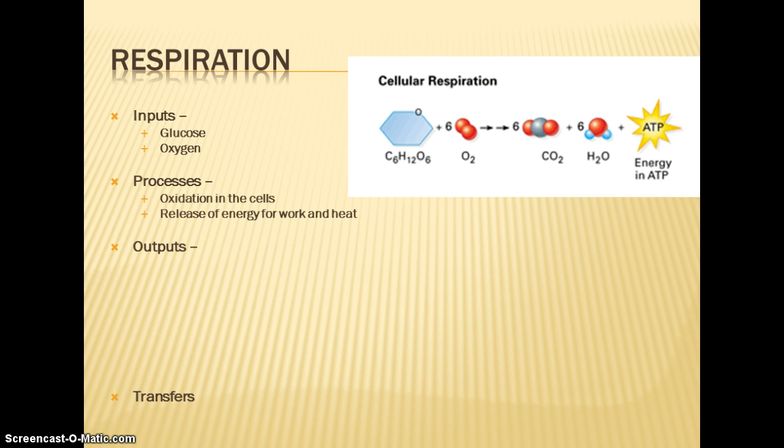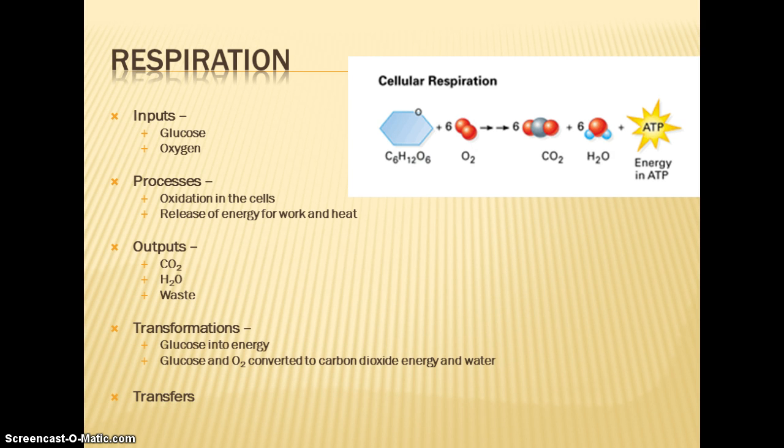And what happens, you get oxidation in the cells, and that releases the energy that's stored in the glucose for work and for heat. So then the outputs are carbon dioxide, because you've got the carbon from the glucose that's combined with the oxygen. And then you also get water from the hydrogen in the glucose combined with the oxygen. Then you're also going to have your waste energy, or your heat.